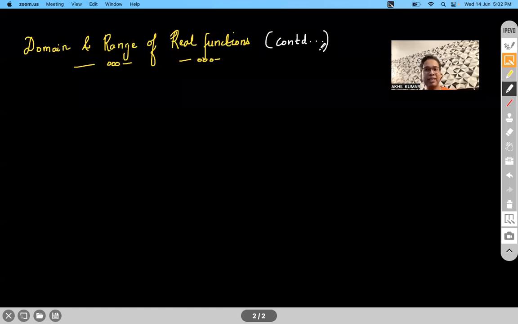By the way, when I say domain and the range, I hope this is clear that I'm talking about the exhaustive domain, okay? And the range resulting out of that exhaustive domain. Exhaustive domain means there is no curtailment, there is no restriction to the input that somebody is putting on the function, okay? So what is the exhaustive set of inputs that we can feed to the function is what we are calling the exhaustive domain, okay?